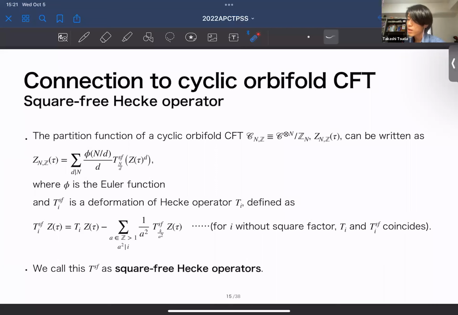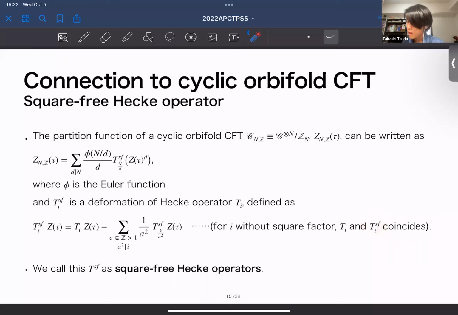Okay, the partition function of cyclic orbifold CFT can be written as the sum of the deformation of Hecke operators like this, and phi is the Euler function, and this TSF is some deformation of the Hecke operator T, defined as a linear combination of normal Hecke operators. For i without a square factor, Ti and the deformation of Ti are the same operator.